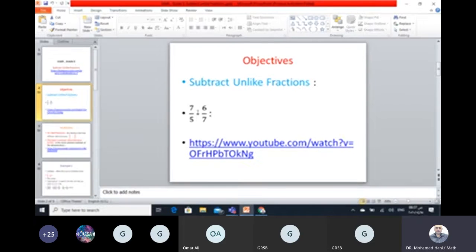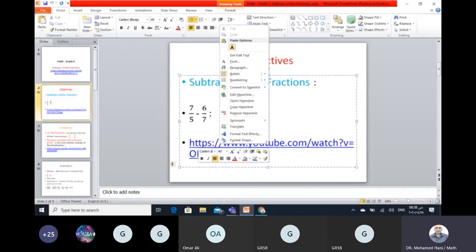The operation here is minus. And as you see here, we have different denominators, which means I have unlike fractions. So I cannot directly subtract. I must find the LCD of 5 and 7, then make it a common denominator, then I can subtract the numerators. See with me now this video.